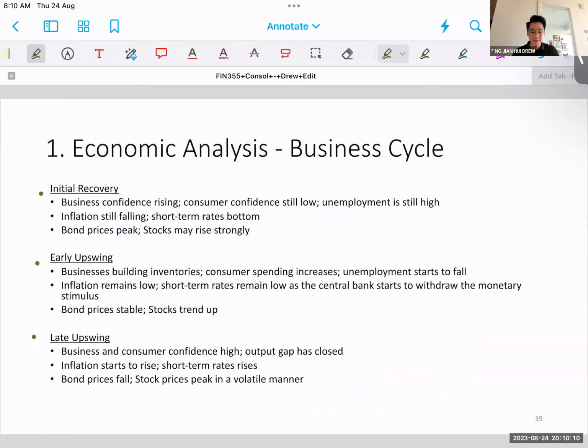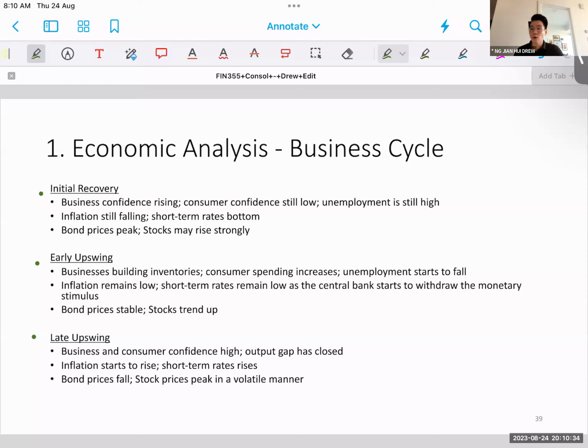So initial recovery, I think what's important to take note here in the idea of a business cycle is that hopefully with the characteristics described in each cycle, you are able to identify which cycle the business that you're valuing is in, right? So remember, let's take a step back again. At the end of the day, what we're trying to do is value a company, right?